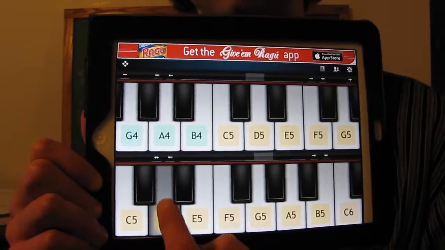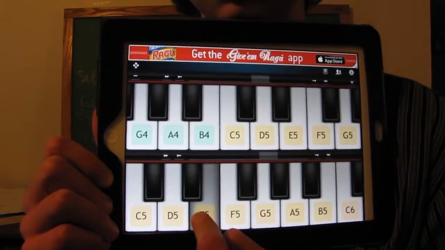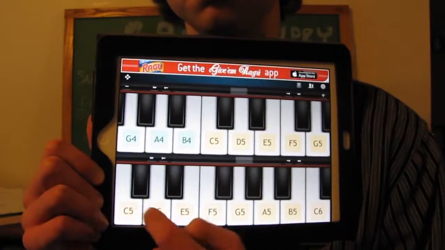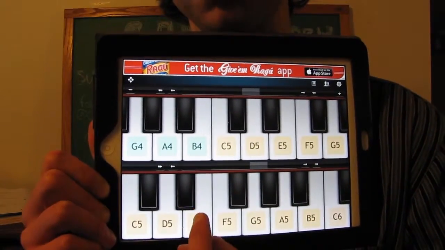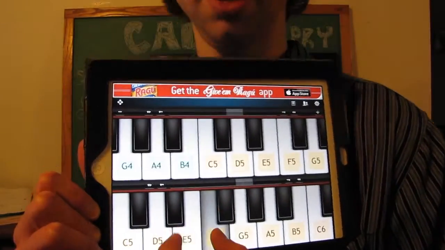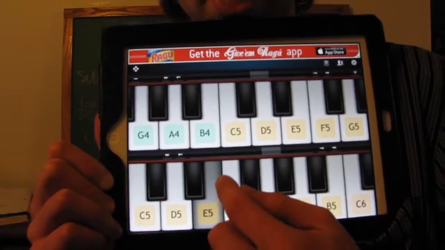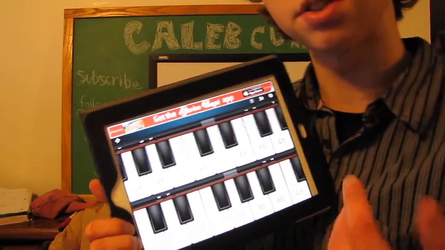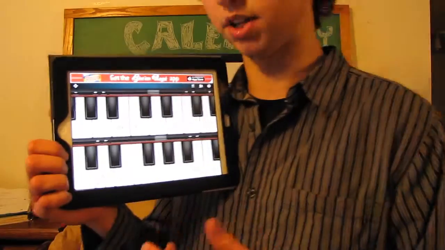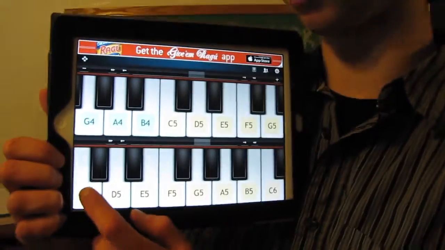From D to D sharp to E. So that's 2 steps from D to D sharp to E. But E to F is only 1/2 step. Boom, we don't have to go up to a black key. So we can figure out the scale using the major scale. How convenient.